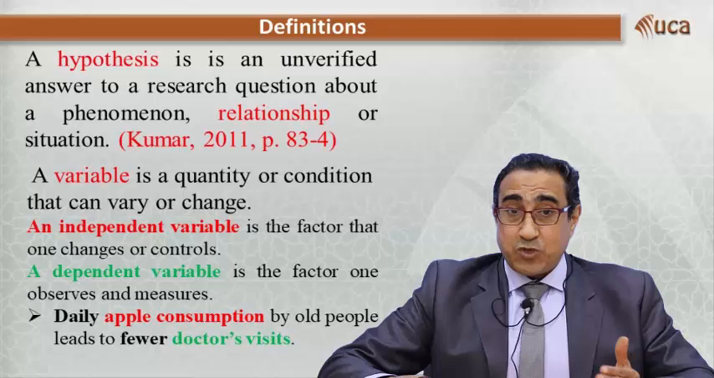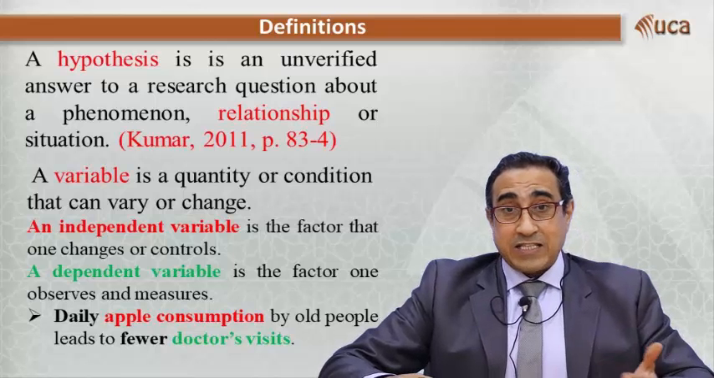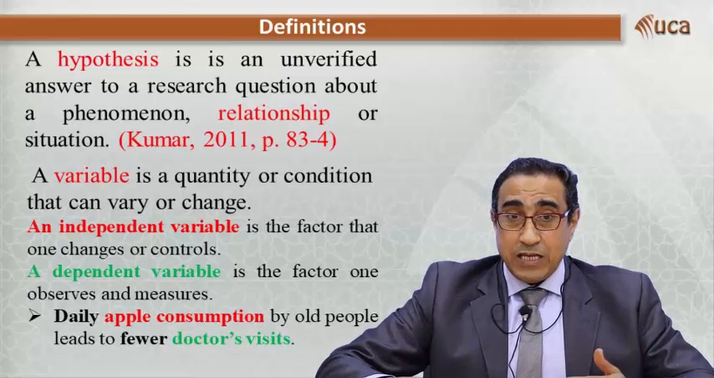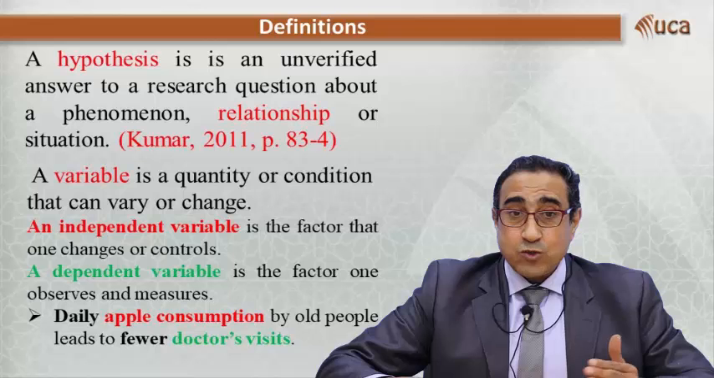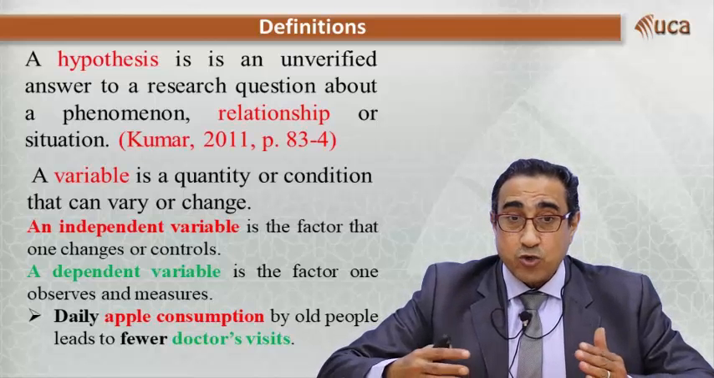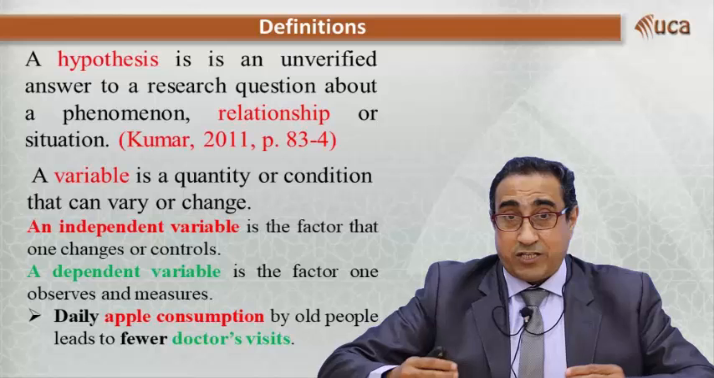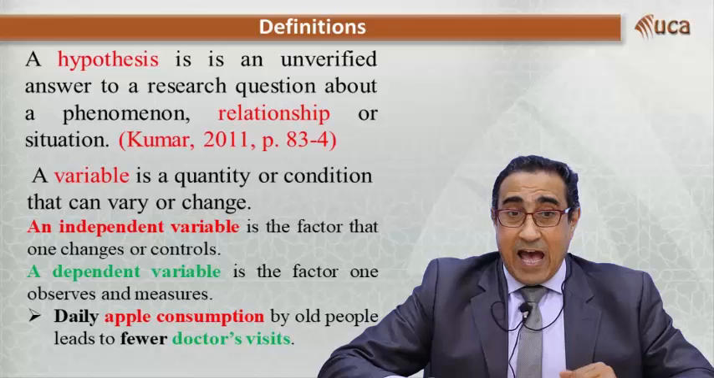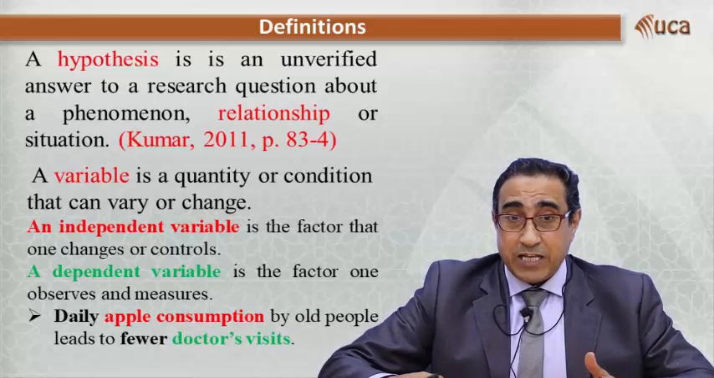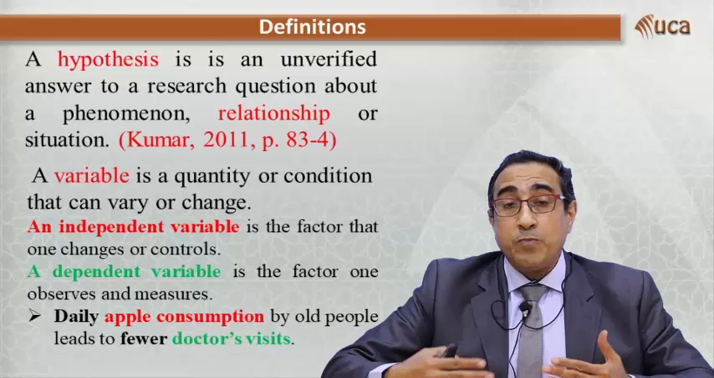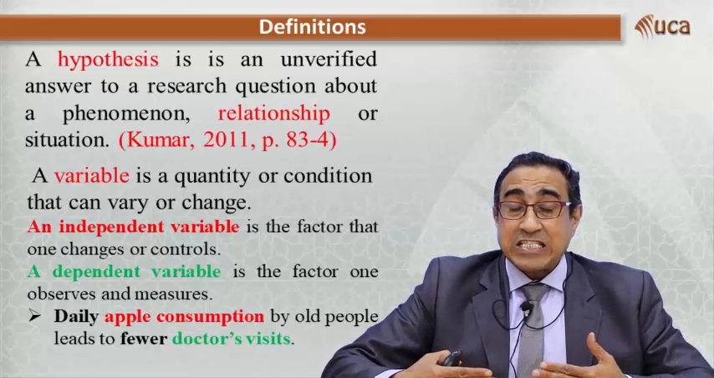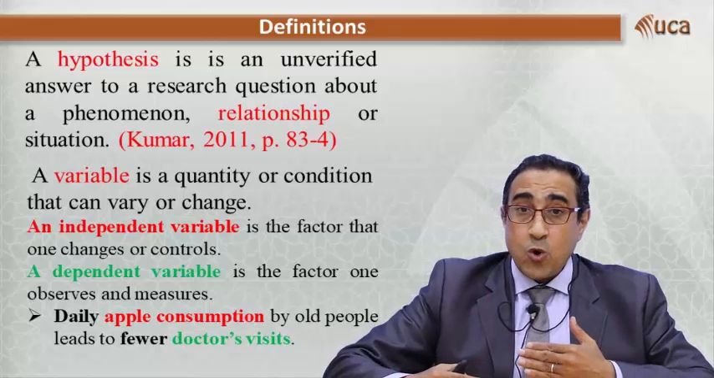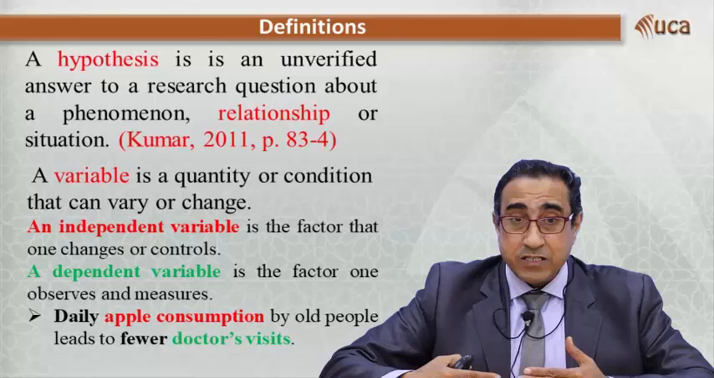There are different types of variables as components of the situation. An independent variable is the factor that one changes or controls. The researcher changes it and has control of it. A dependent variable is the factor that one observes and studies, that doesn't change by itself. It changes with the independent variable.